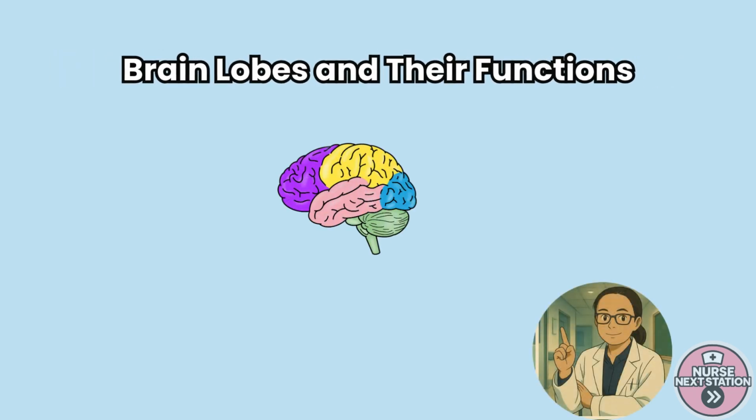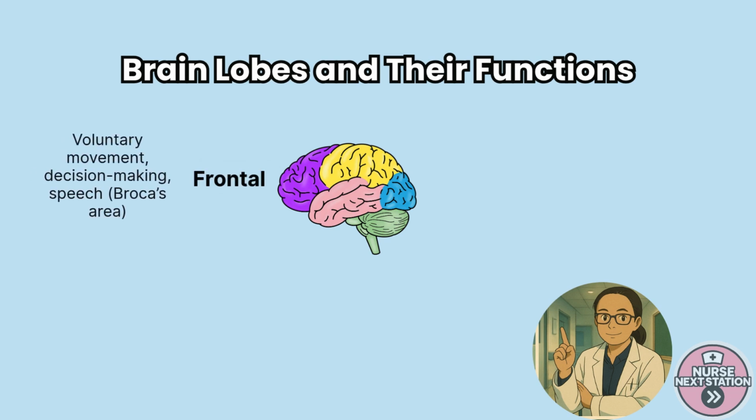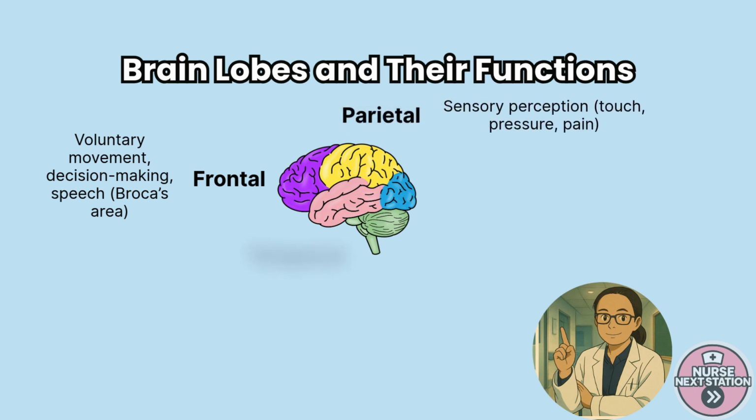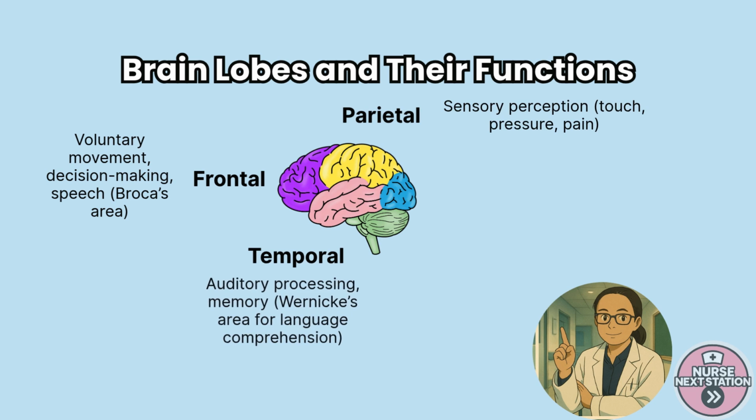The brain is divided into 4 lobes, each with specific functions. The frontal lobe controls motor skills and decision-making. The parietal lobe processes sensory information. The temporal lobe handles hearing and memory. And the occipital lobe is responsible for vision.